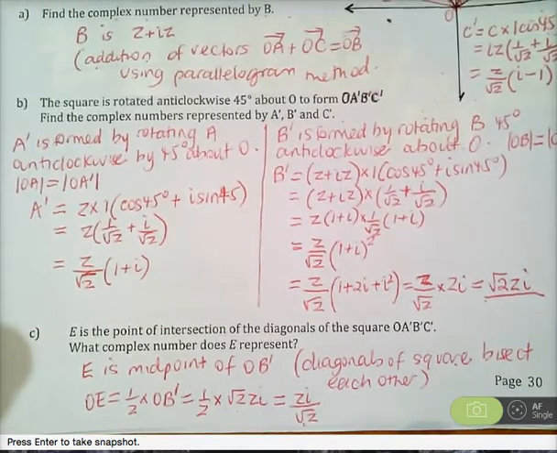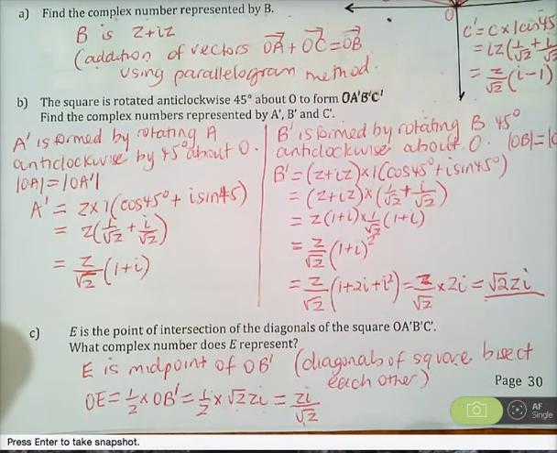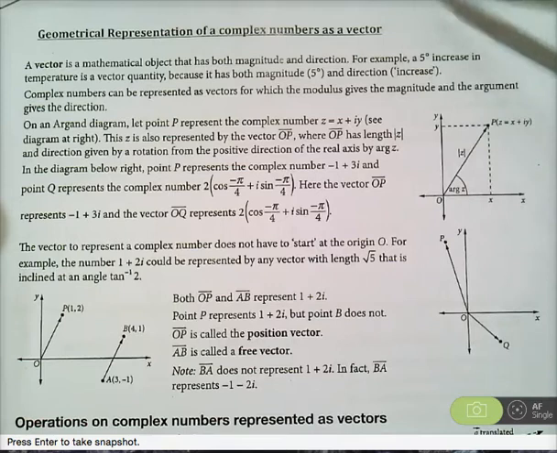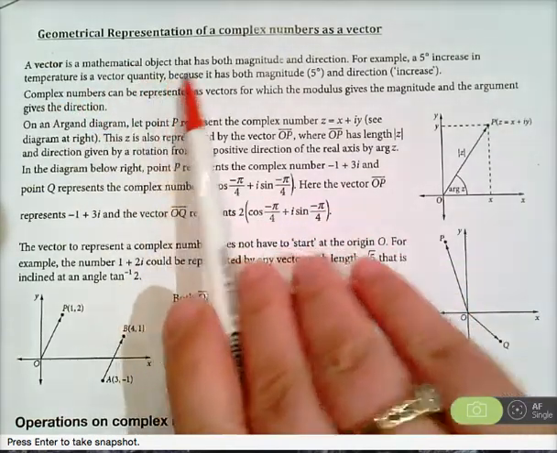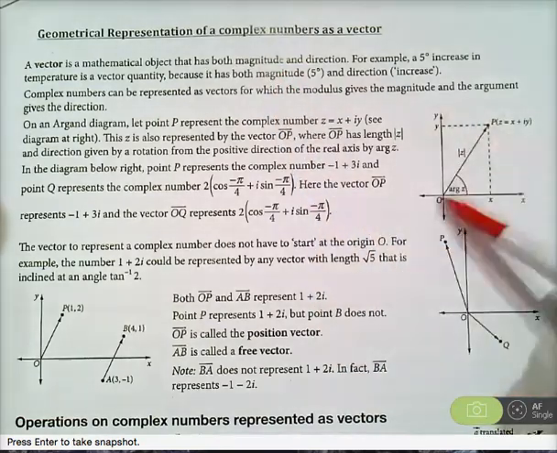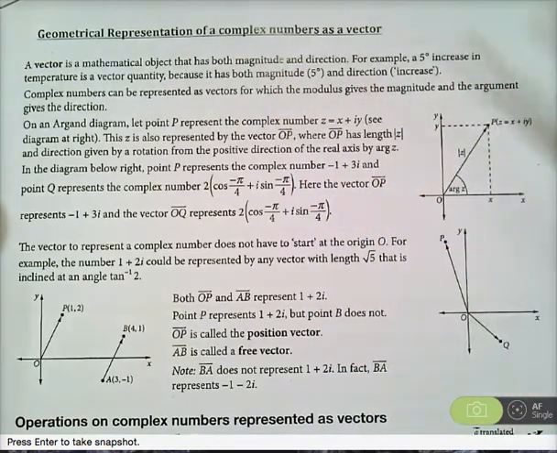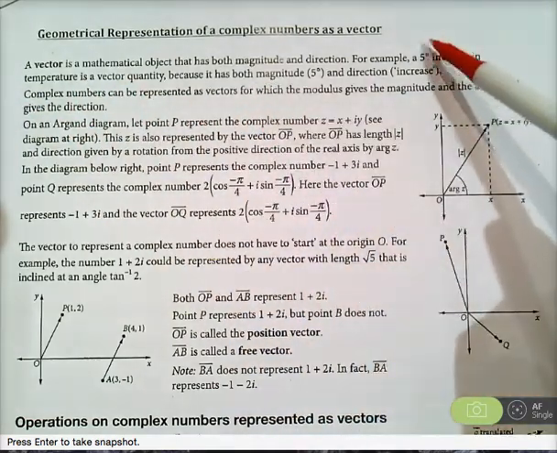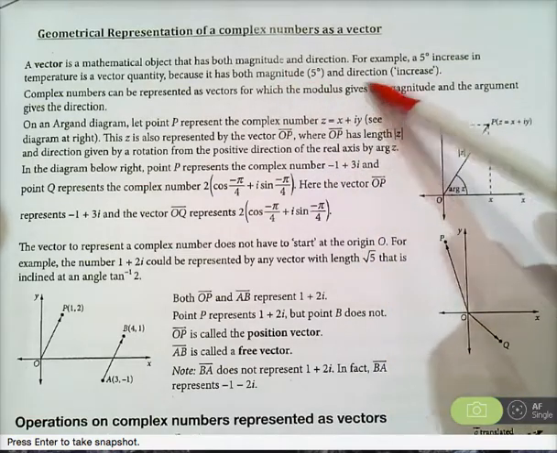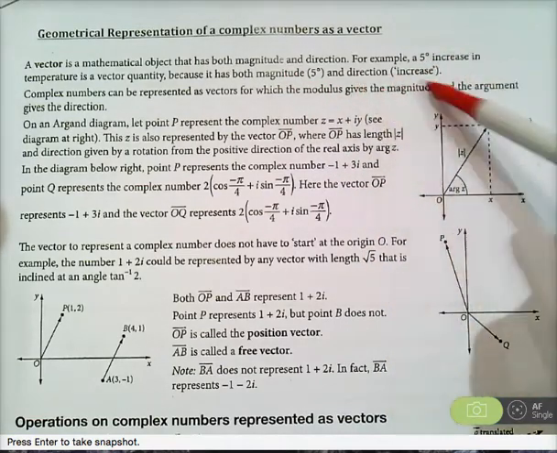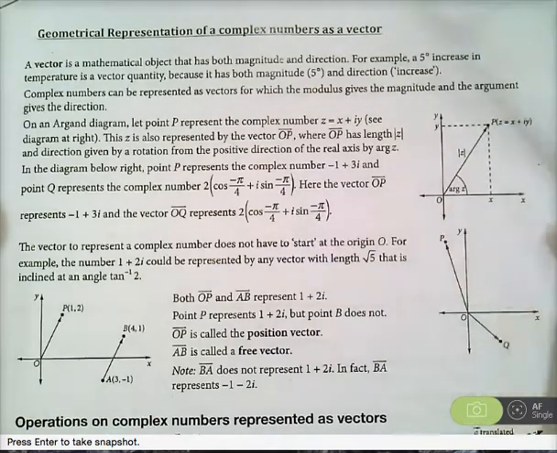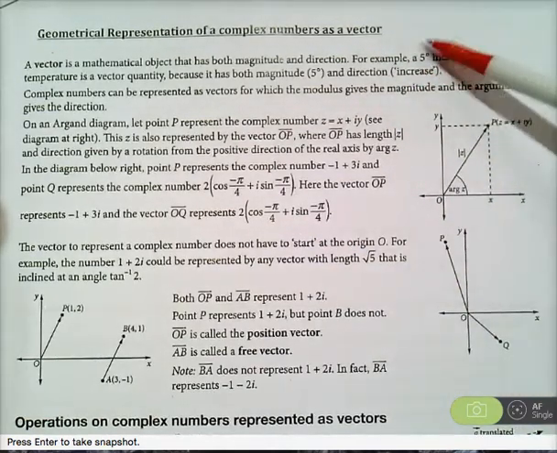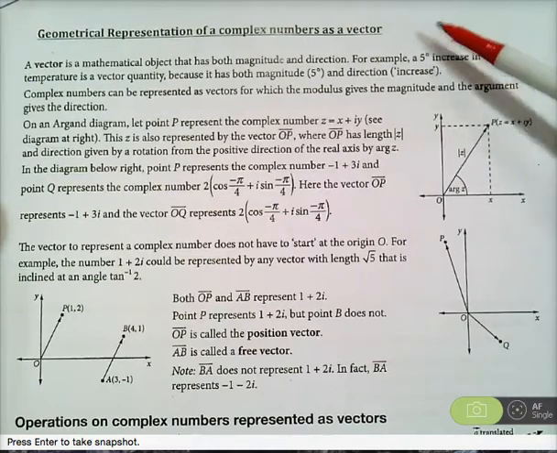We're going to the next page, page 30. Sorry, page 31. Now this is just straight from your textbook, okay? So geometrical representation of complex numbers as a vector. Now, a vector is a mathematical object that has both magnitude, which is size, and direction. For example, if we say a 5-degree increase in temperature, that's a vector quantity because you know that the magnitude or the amount is 5, and the direction, because it says increase, that gives you the direction as opposed to decrease being the opposite direction. So you've got magnitude and direction when we say 5-degree increase.